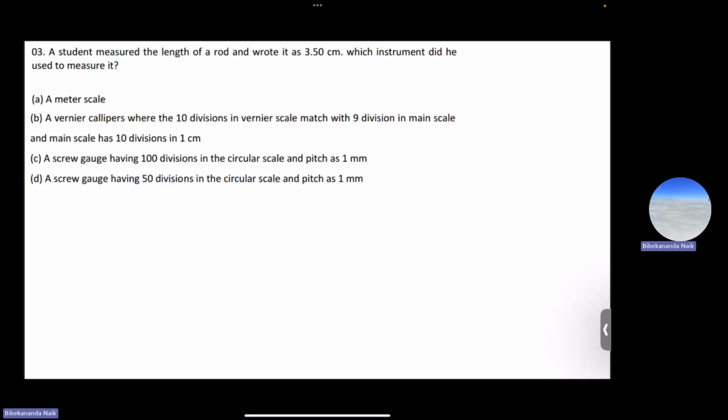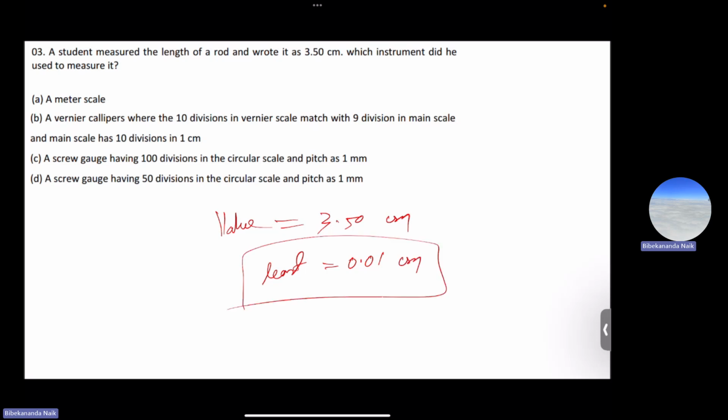So what was the measurement result? The value of measurement was 3.50 centimeters. So what is the least count of the instrument that has been used to measure? It is 0.01 centimeter. This 0.01 centimeter is the least count. That's why we are getting the value up to 2 places after the decimal point. So the instrument that has been used has the least count of 0.01 centimeter or 0.1 millimeter.